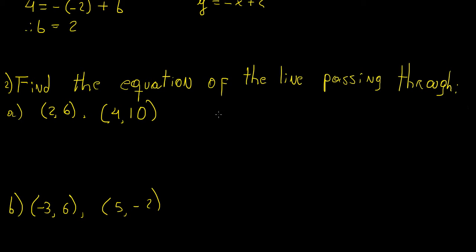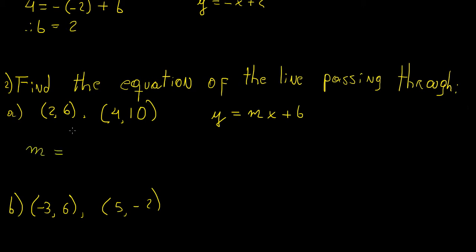So the first thing we know, the general equation of a line has 2 components. It has a gradient m, and it has a y-intercept b. To find the intercept b, we need to know what the gradient is. Otherwise, just substituting values into x and y would just give us another unknown value. So we need to find what the gradient is first.